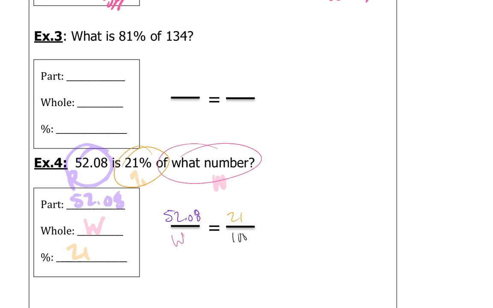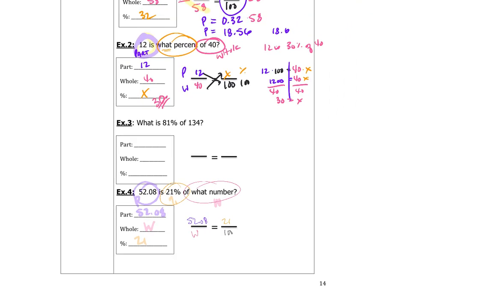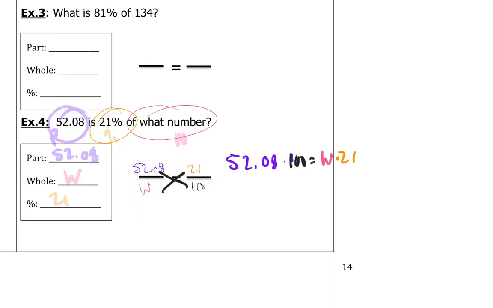So now we're going to go ahead and use that cross product equation. So we're going to come across. We'll have 5208. So there we go. We got 52.08 times 100 equals W times 21. If we simplify this first, that's 5,208 equals 21W, because we can use the commutative property to rewrite that. That means we're going to divide both sides by 21, which means W equals 248.